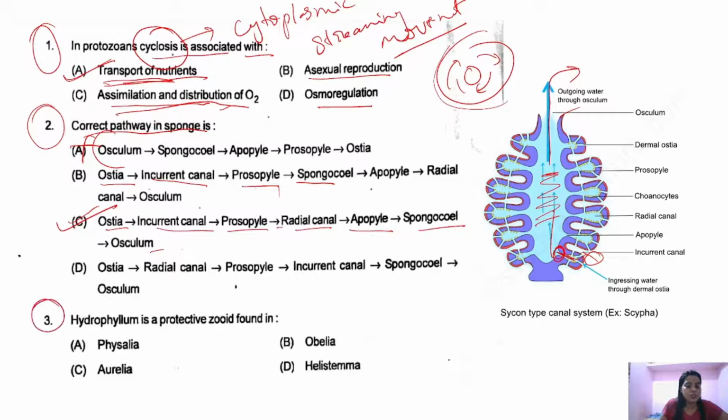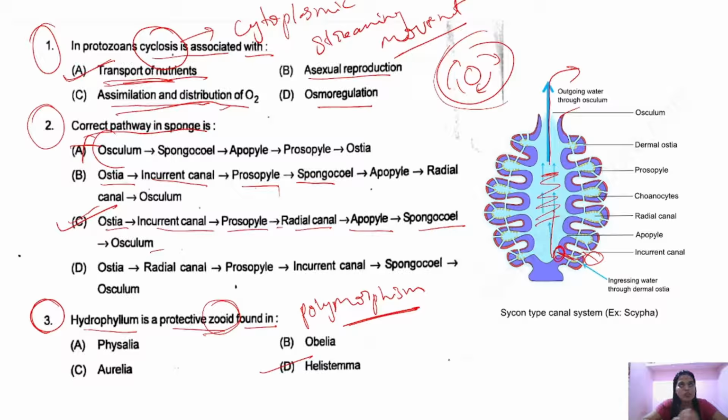Question number 3. Hydrophyllium is a protective zooid found in... This is a memory based question and the right answer for this will be Halistemma. So what is a zooid? Look, in coelenterates there is division of labor by means of polymorphism. Coelenterates can exist in different body forms and this helps them to divide the functions. They have division of labor because of this polymorphism.